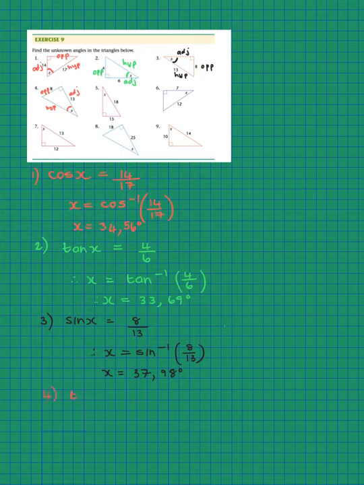Tan of x is equal to 8 opposite over the adjacent side, 13. So therefore, arctan, shift tan, 8 over 13. Arctan 8 over 13 will give me the size of the angle, and that works out to 31,61 degrees. Amazing. I'm going to scooch up to the top of the page here. Let's have a look at question 5.